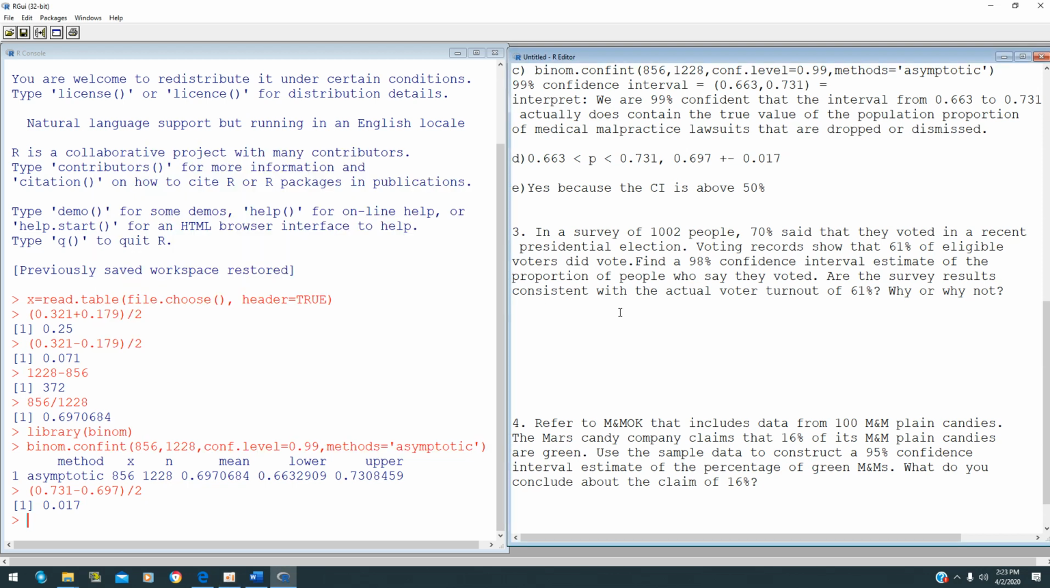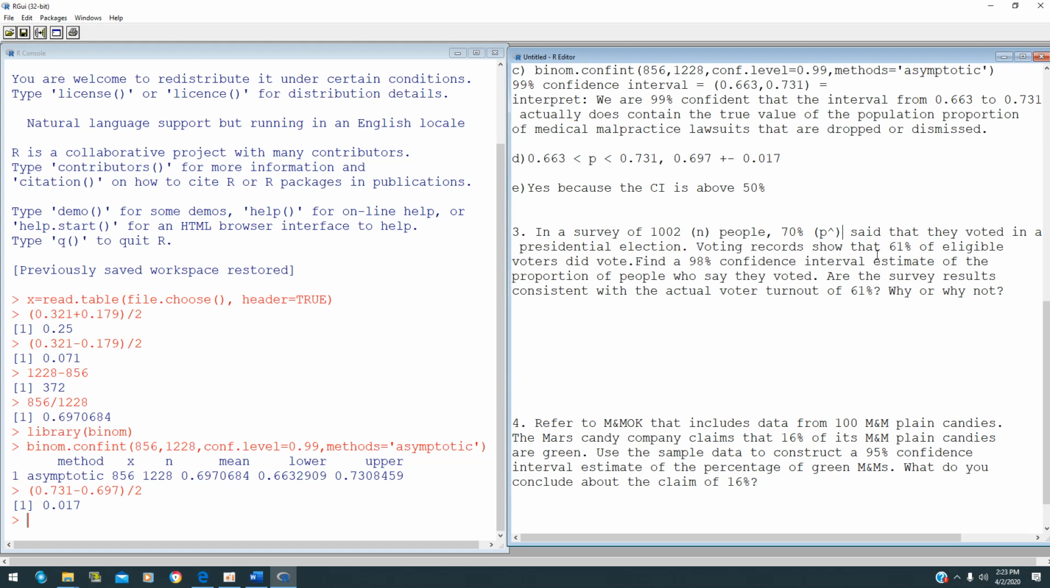This is 7.1 statistics, question 3. In a survey of 1,002 people, again, this 1,002 people is your N. It's given that 70% of them actually voted in the recent presidential election. Now, this 70% in this case is your P hat, which is your sample proportion, not P, because this comes from a sample, from a survey.